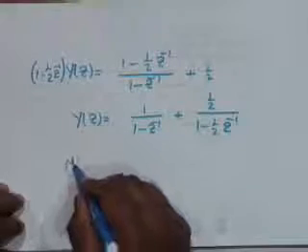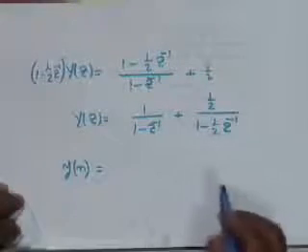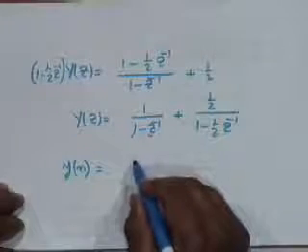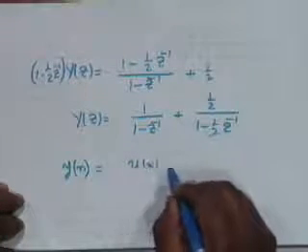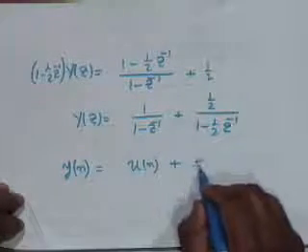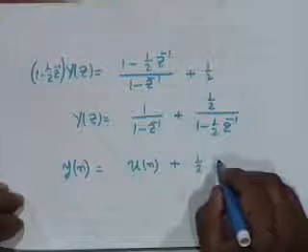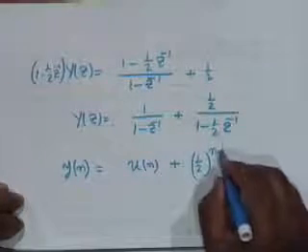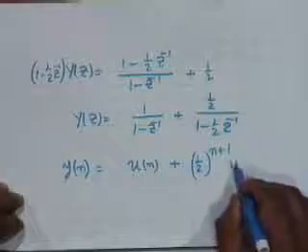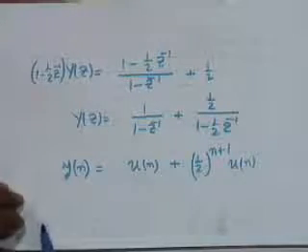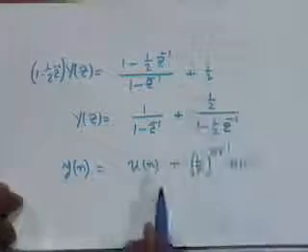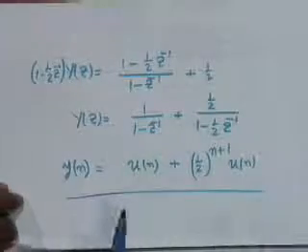Now you invert term by term. Obviously, y of n shall be, for the first term, u of n, and for the second term it would be half to the power n plus 1 times u of n. Is that clear? Why n plus 1? Because there is an additional half here, and that is the answer.